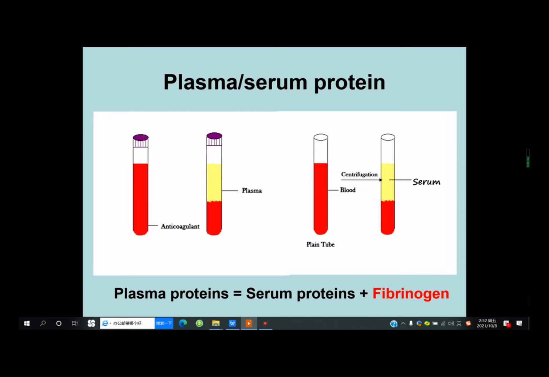What is the difference between plasma protein and serum protein? If we add anticoagulant, the blood does not coagulate. Centrifuge the tube of blood, and the upper part of the tube is plasma. On the contrary, if no anticoagulant is added in the tube, the blood will coagulate, and the upper part of the tube is serum. So whether it has fibrinogen is the difference between serum and plasma. In all, plasma protein equals serum protein plus fibrinogen.